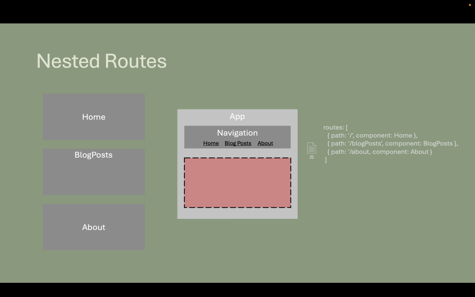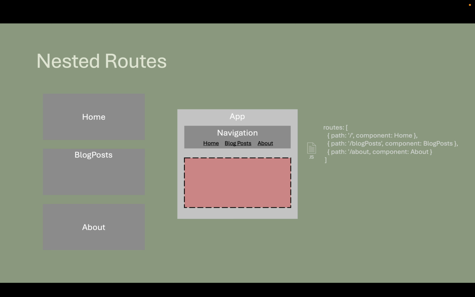Recall that in the last video, the router view component, which is denoted by the red area with a dashed border, is defined directly in the app component. We call this router view a top-level router view. It is responsible to render the home view, the blog posts view, and the about view. Similarly, the rendered view, blog posts, can also contain its own router view component.